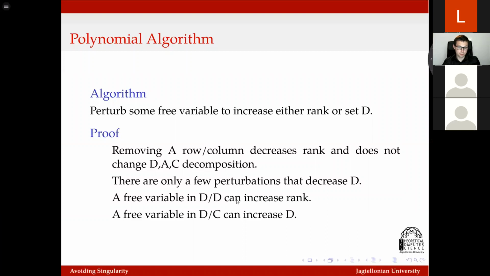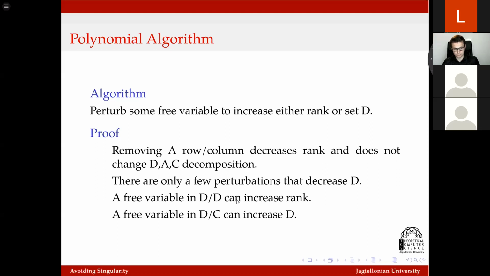Okay, so this is the polynomial algorithm. Basically, you can count how many steps you can make. In each step, you either increase the size of D or increase the rank, and you can increase the rank at most n times, and on a single rank you can make n squared steps, increasing the set of dependent lines. So after n to the third steps, perturbations, the algorithm will finish.